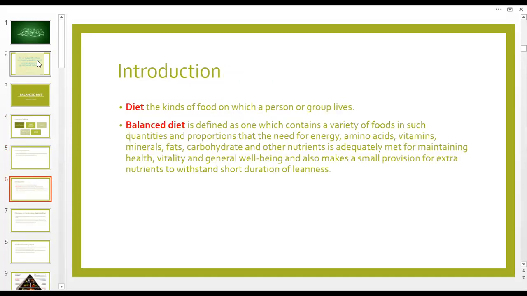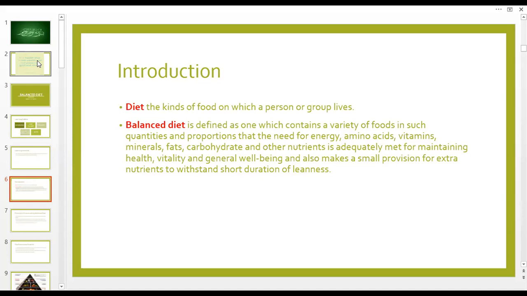Introduction. Now, what is diet? Diet is all kinds of food which a person or group lives on; all the amount of food which a person eats to live is known as diet. Now, a balanced diet is a diet containing all the foods that are required in adequate amounts.